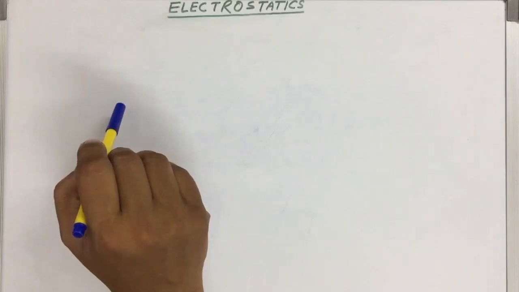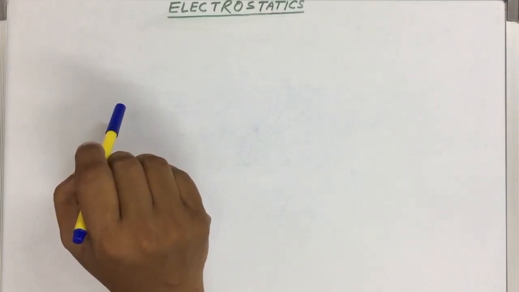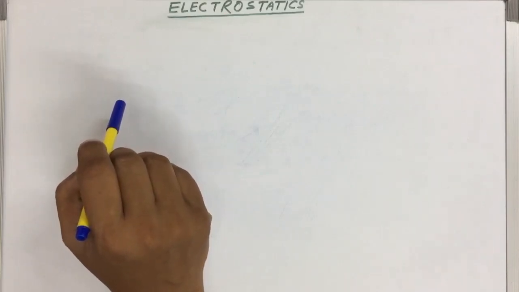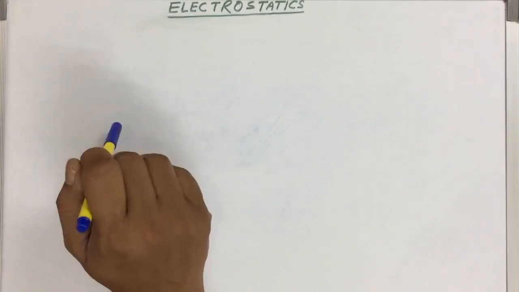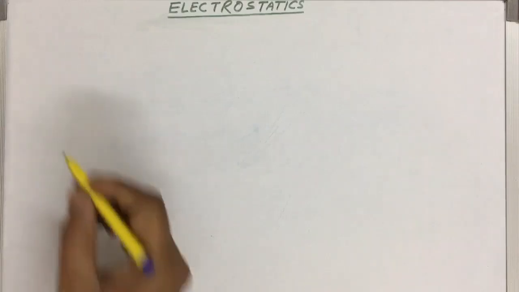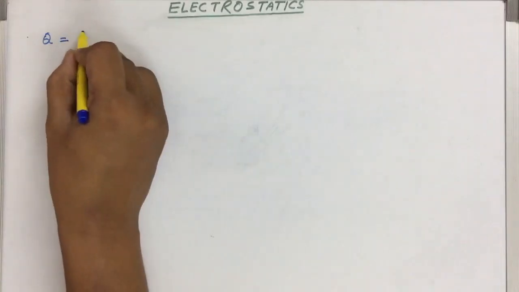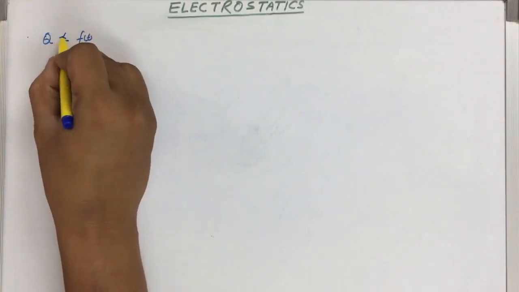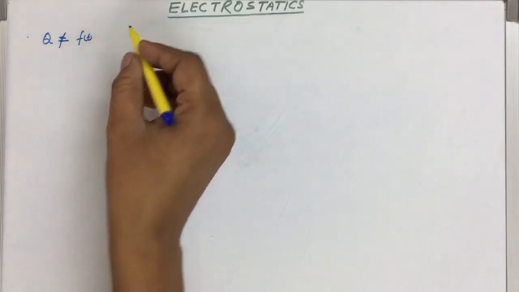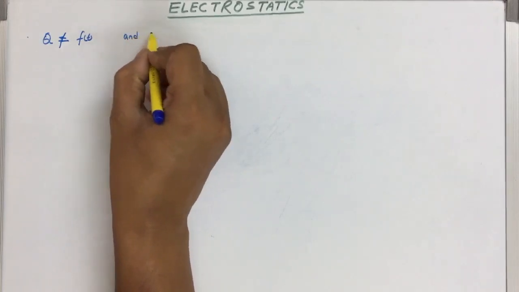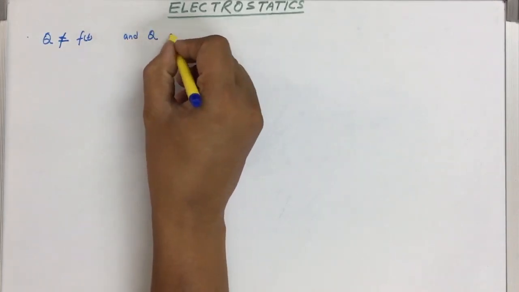So the correct definition of electrostatics is when the charge is under a steady state, or we can say the charge is constant with respect to time. So from here we can say charge does not depend on time. Either this, or we can say Q remains constant.